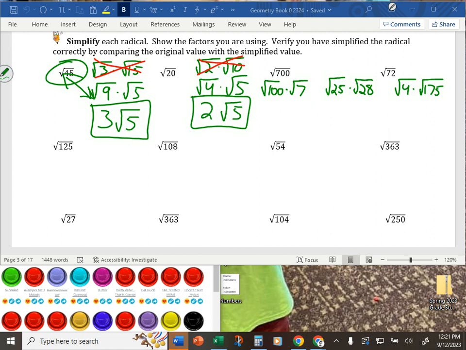Let's start with root 100 times root 7. What do we do? Simplify the root 100 because that's our perfect square. What does it become? It becomes 10. So then we've got 10 times the square root of 7. Can we do anything with root 7? Do we care? No, we're done. Okay? Move on. Root 25 times root 28. What does root 25 simplify to be? 5.